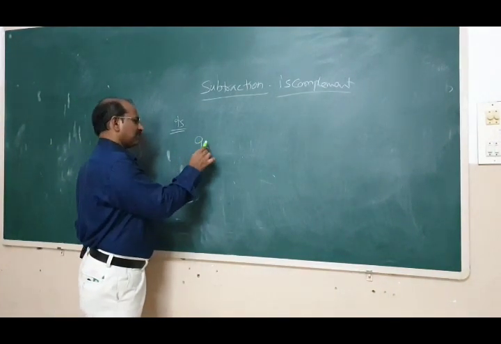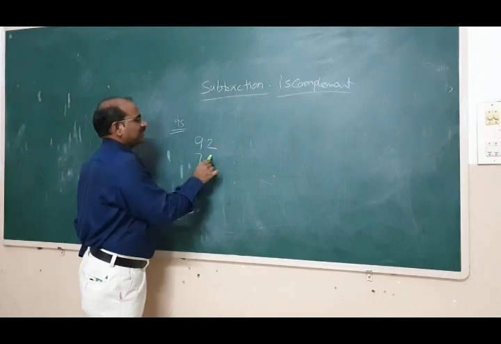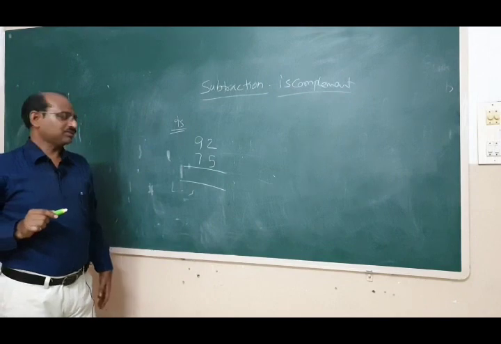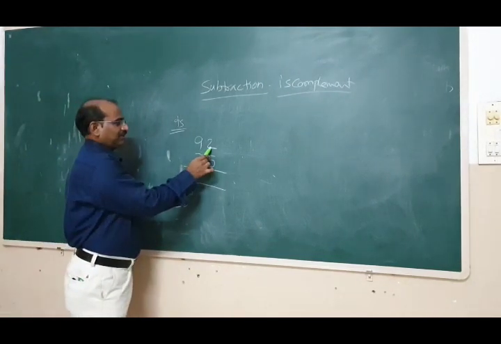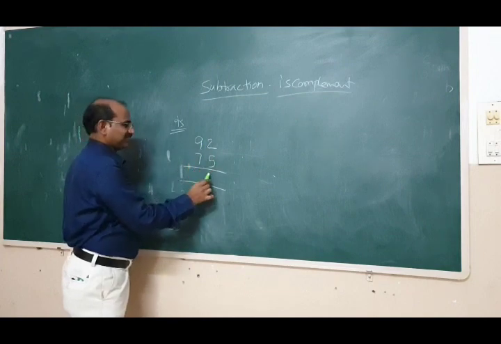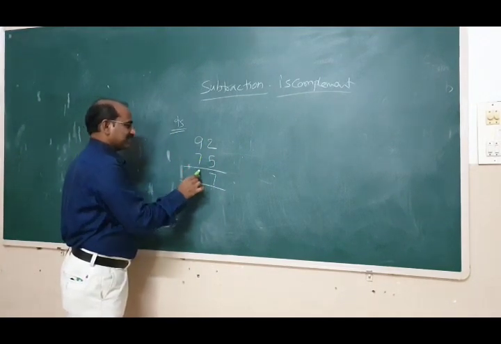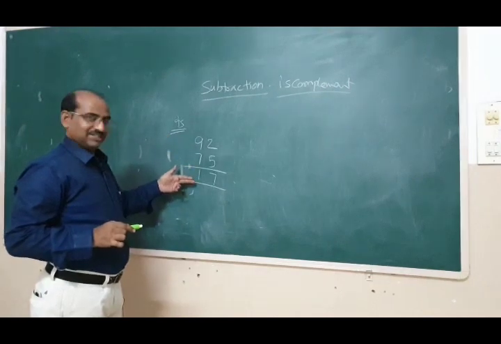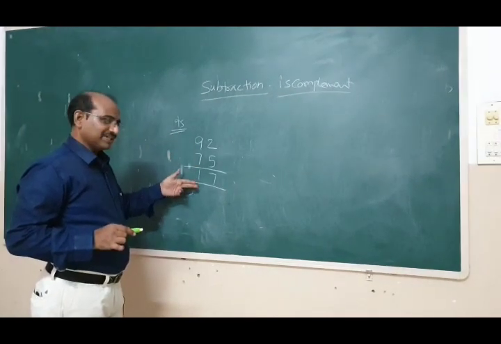Take some small example, 92 minus 75. So what is 92 minus 75? 2 minus 5. Again we have to borrow. 12 minus 5 is 7. 8 minus 7 is 1. So 92 minus 75 you should get 17.